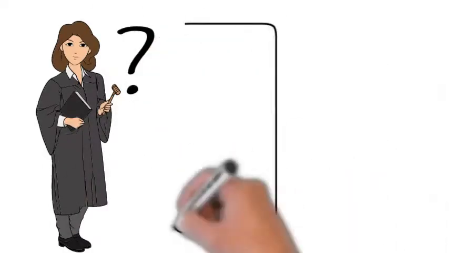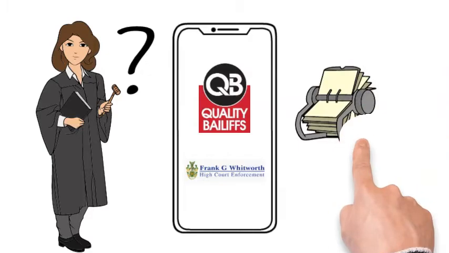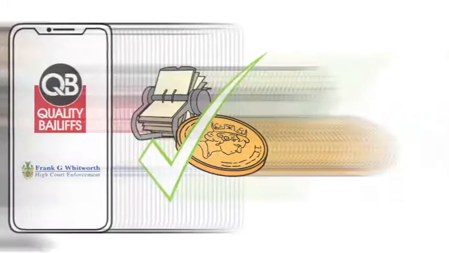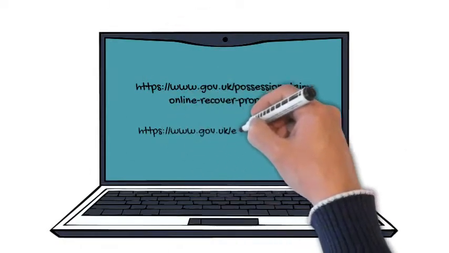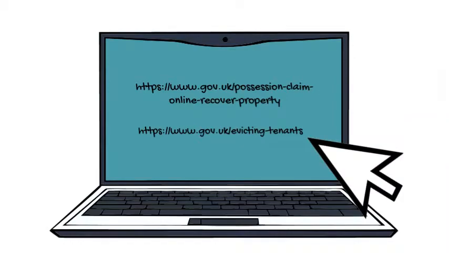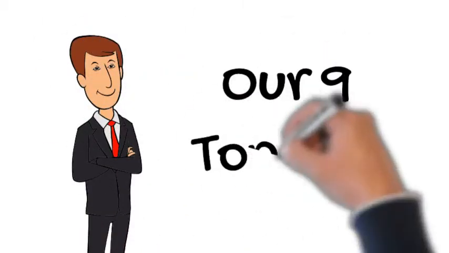Speak with your lawyer. If you don't know one, please contact us and we can recommend one from our approved panel of solicitors, including fixed fee ones. You can do it yourself via the link in the video and check out the other link, which is the government's advice on evicting tenants. Our top tips on evicting tenants are as follows.